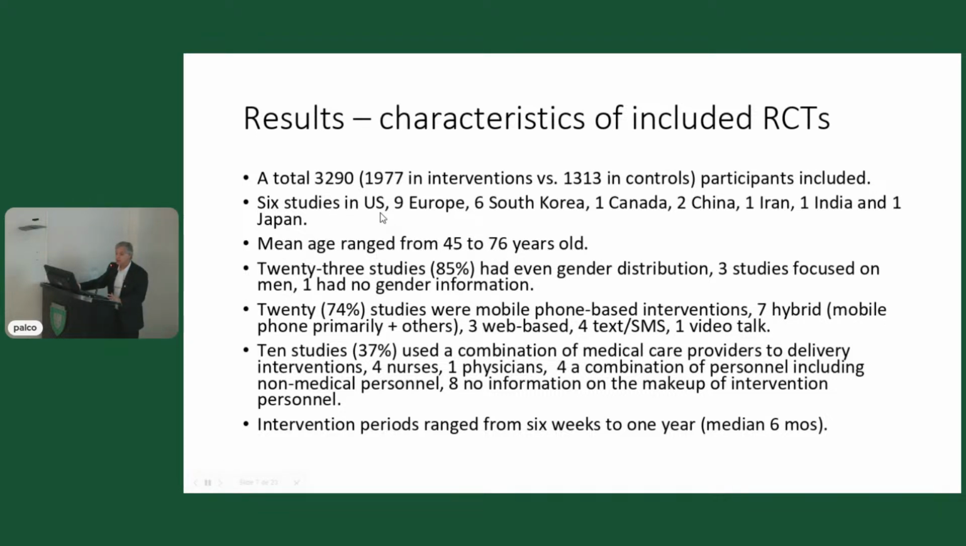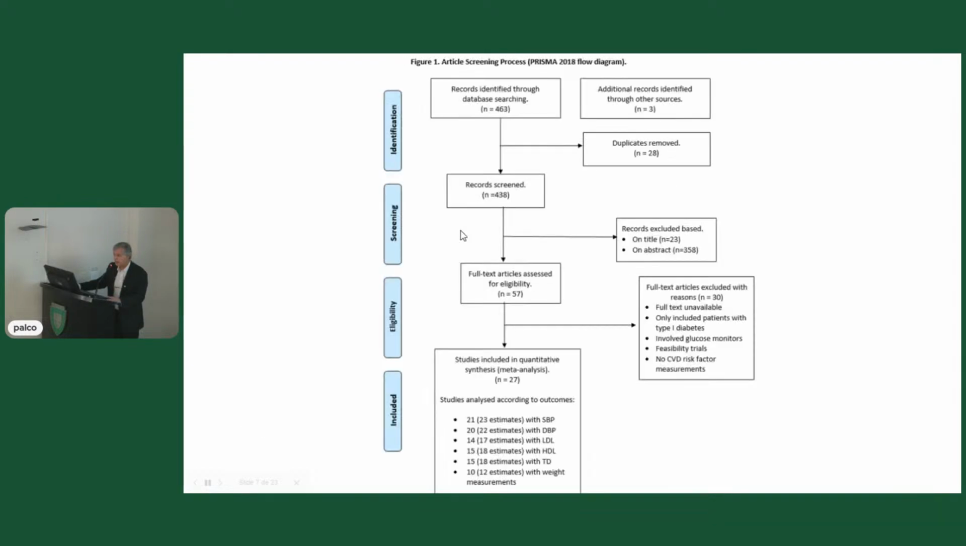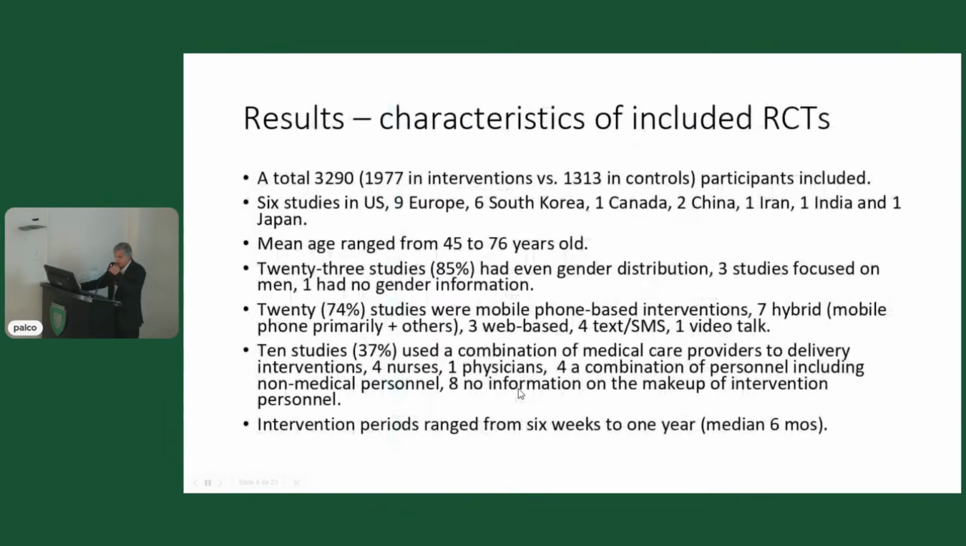6 studies in the United States, 9 from Europe, 6 from South Korea. 57, man. Yeah. Let me see. 27. 57. That sums up to 21. Yeah, well, there are eliminations. Let's see, 6, 9. Some of them were kind of repeated. I have to look it up.